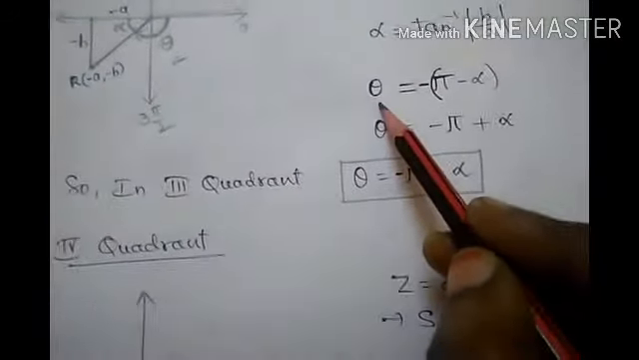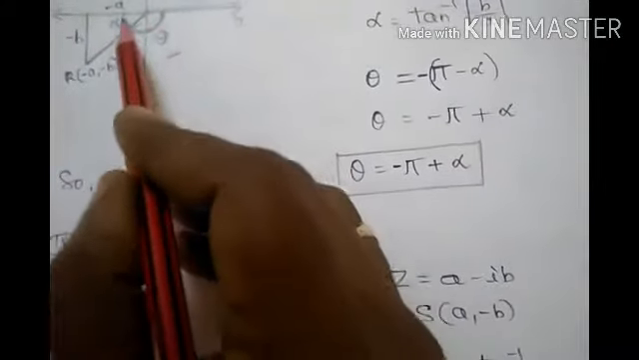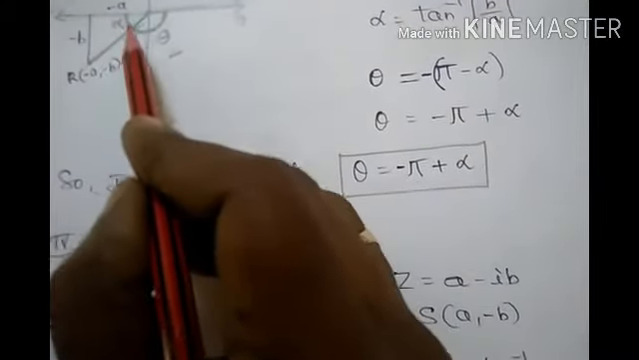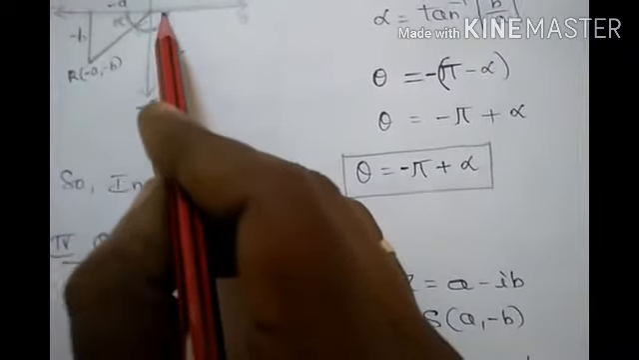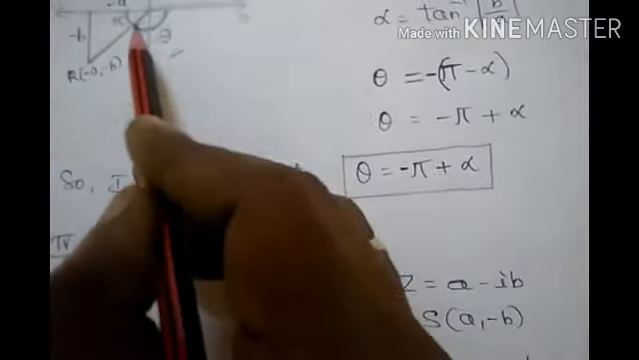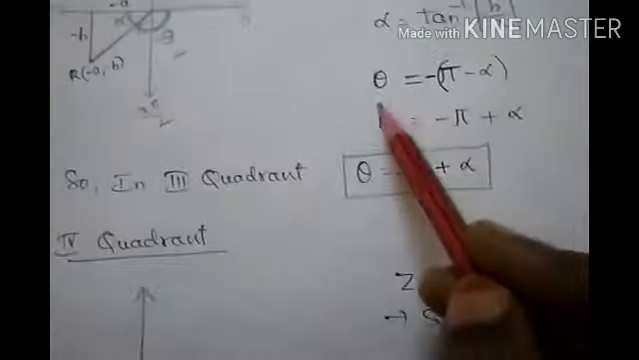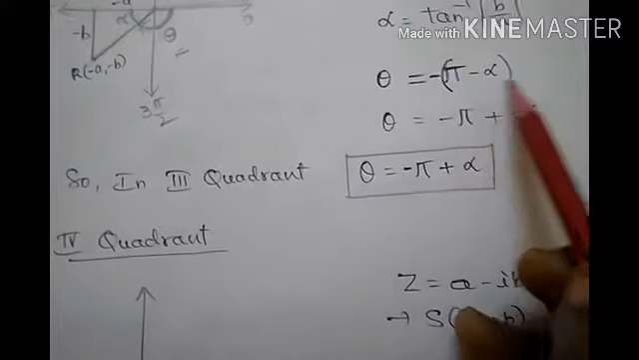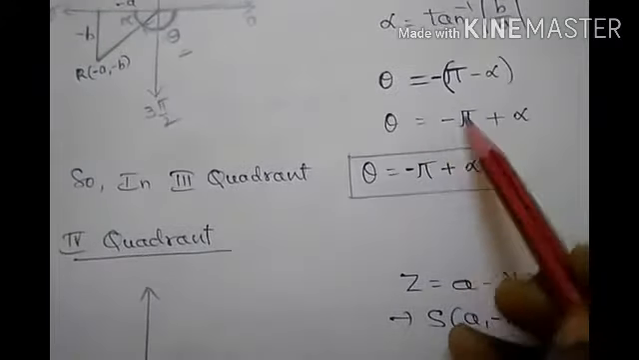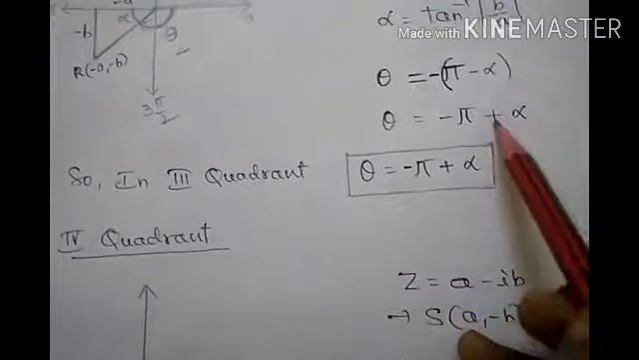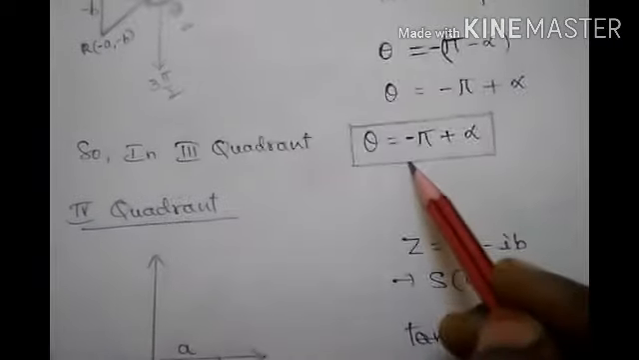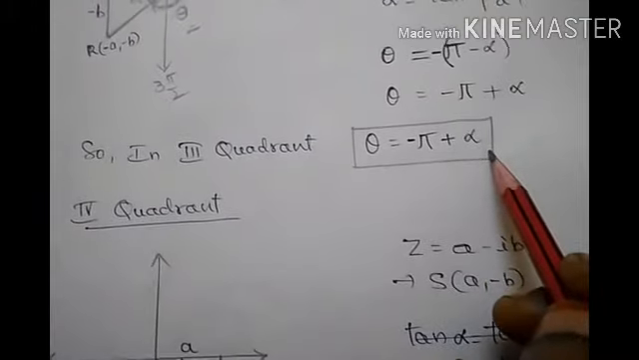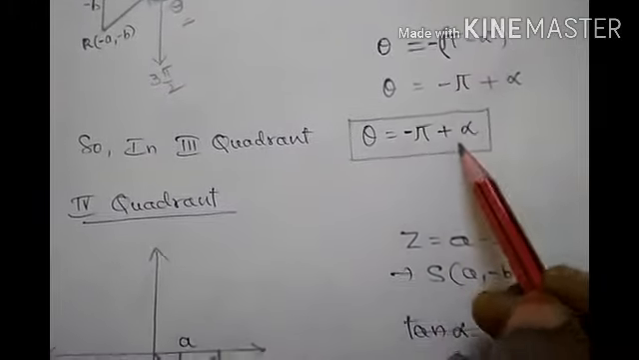Theta will be negative. How to get the theta value? This is the angle of rotation. So pi, the angle of this is pi. So subtract alpha from pi, and you will get theta. Theta equal to minus of pi minus alpha. Therefore theta equal to minus pi plus alpha, since minus of minus gives plus alpha. So in the third quadrant, theta equal to minus pi plus alpha. Remember this.